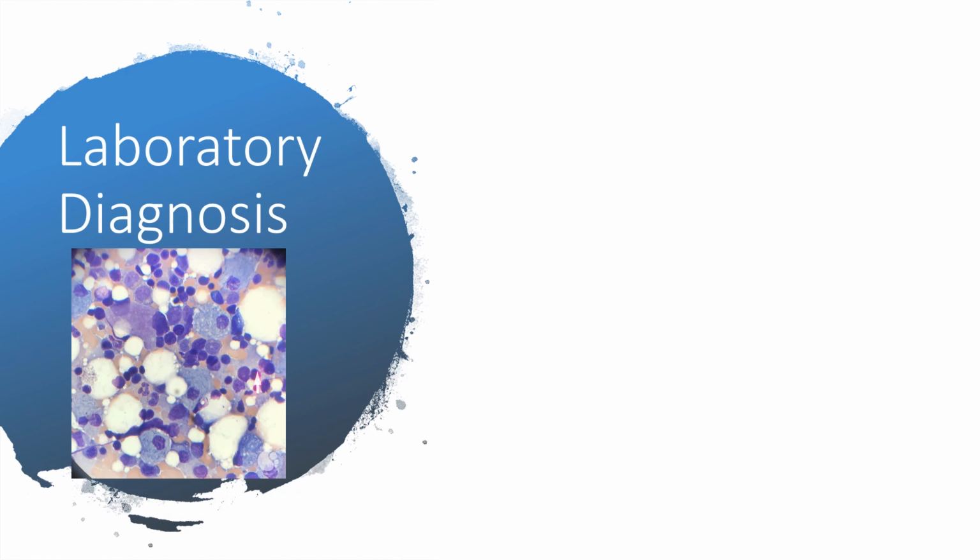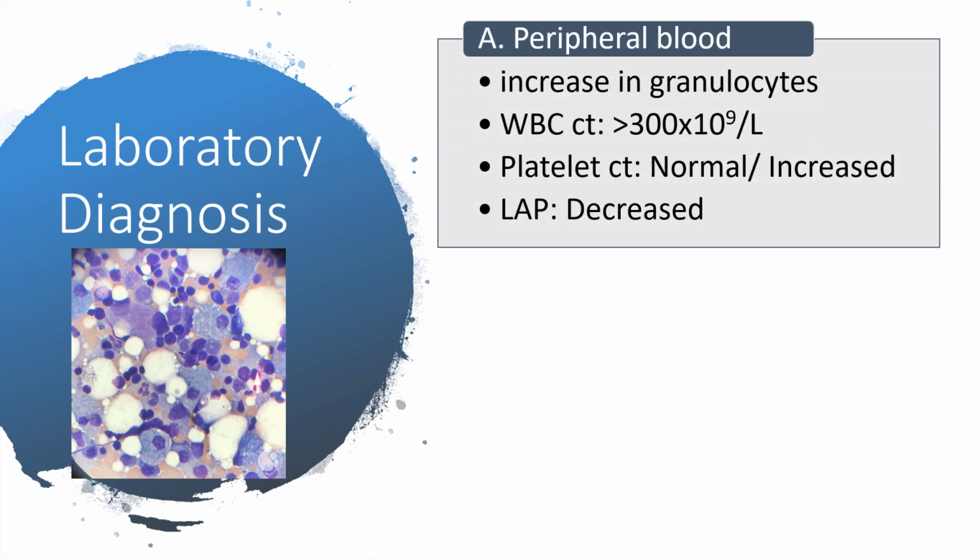For laboratory diagnosis, in the peripheral blood, approximately 15% of patients exhibit total white blood cell counts greater than 300. An increase in granulocytes, the neutrophils, eosinophils, and basophils are also seen. Platelet count is often increased, reflecting the myeloproliferative nature of the disease.